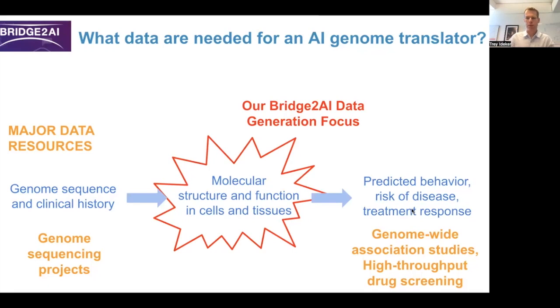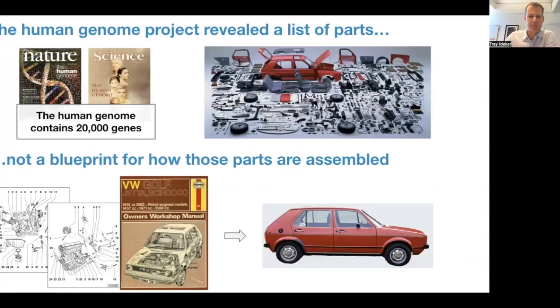So while many more sequencing projects are continuously ongoing, and those are important contributions, we felt that a particular lack or gap in data that could be used to train AI systems in genome translation relates to the molecular level. How do these genetic changes at the left translate into changes in the structure and function of molecular systems in cells and tissues? There certainly are data available in some degree here, but we felt this was an area where much more data are needed, and that's the focus of the Bridge to AI Cell Maps for AI program.